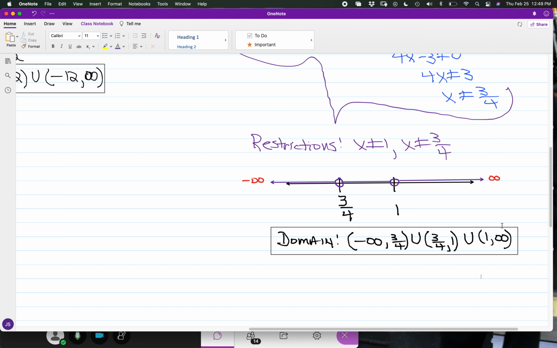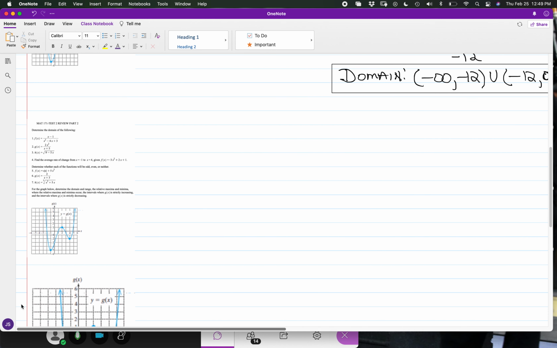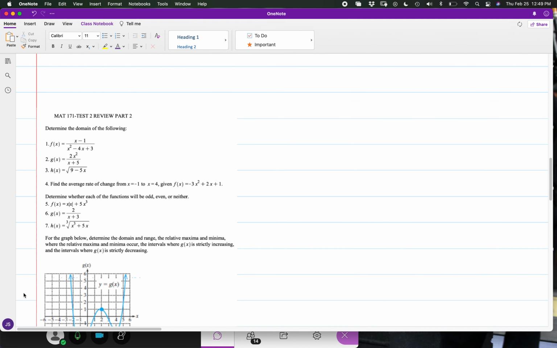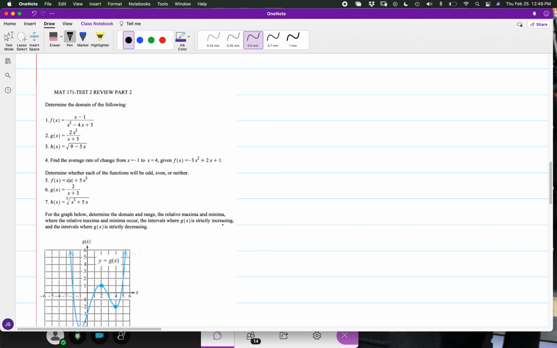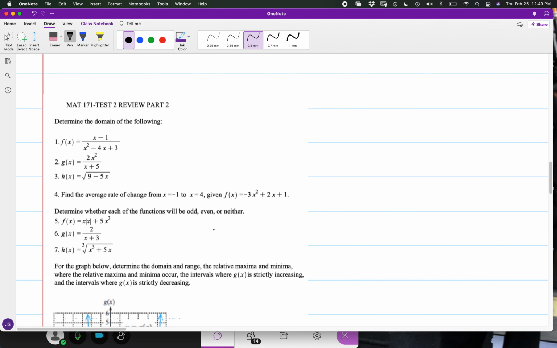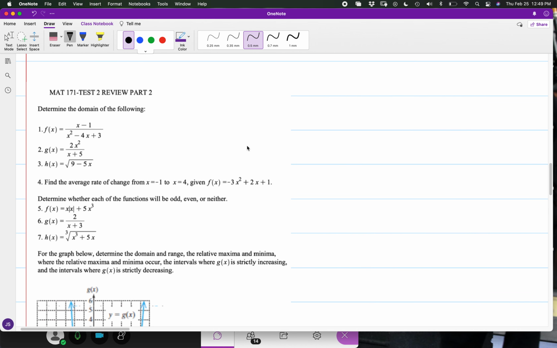Now, the other day we looked into the second part, and we already looked at the domains of items 1 through 3, and now we're picking up again for number 4. Again, you have what is referred to as average rate of change, which is just the formal functional way of looking for the slope. Now we're looking at the average rate of change from x equals -1 to x equals 4.